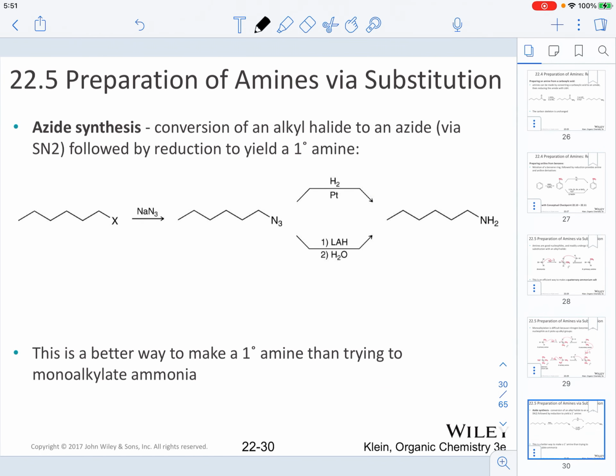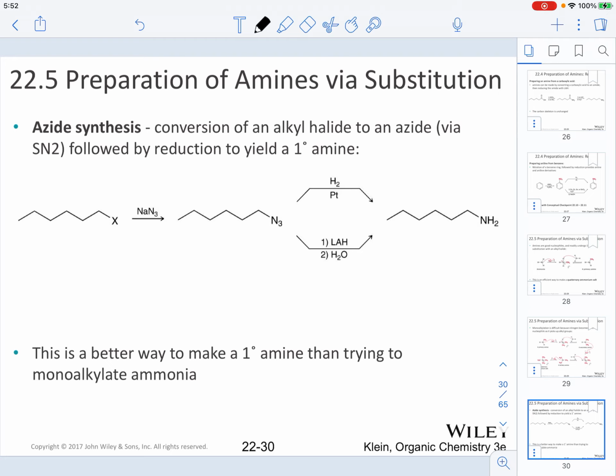Amines can also be prepared via substitution, via the azide synthesis. In this reaction, we have our alkyl halide, where X can be any of the halogens. We are going to react it with NaN3. That is going to undergo a substitution reaction, specifically SN2, and we're going to be introducing an N3 to the molecule.